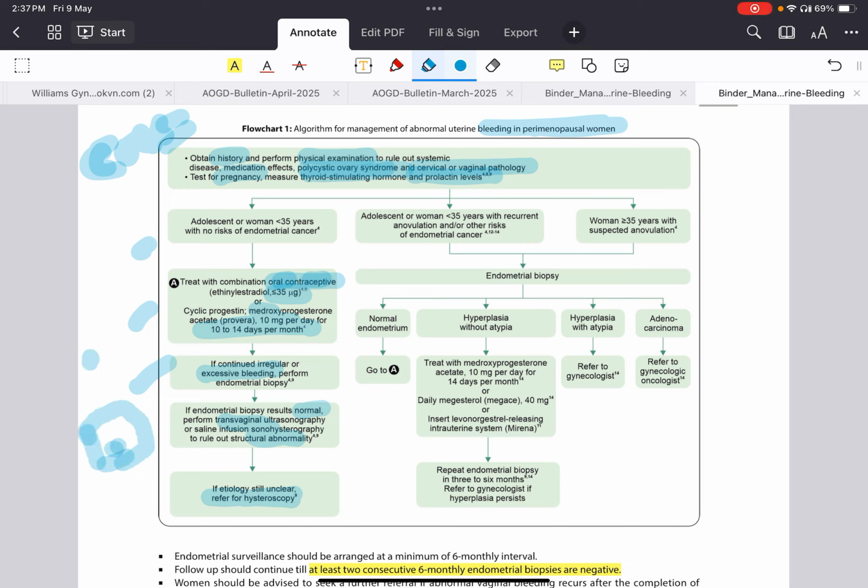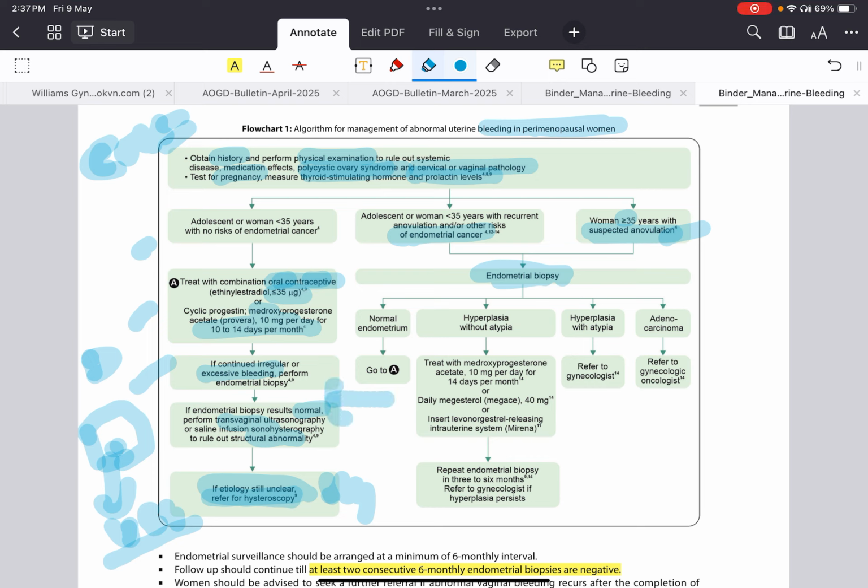You are the treating doctor, right? Now, if even after biopsy she's not getting control, then you'll refer her to a radiologist for ultrasound. If the ultrasound is also normal, then you'll go for an invasive procedure like hysteroscopy. Now see this one. If adolescent with other risks of endometrial cancer, or if she's more than 35 with suspected anovulation, then you should do endometrial biopsy. If it is normal, then same procedure.